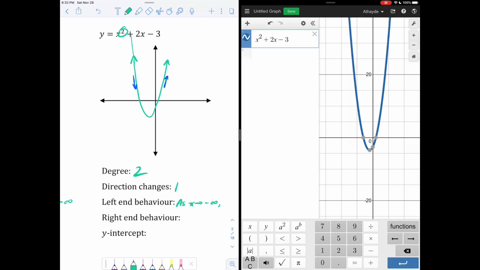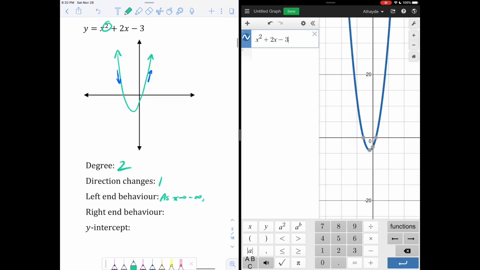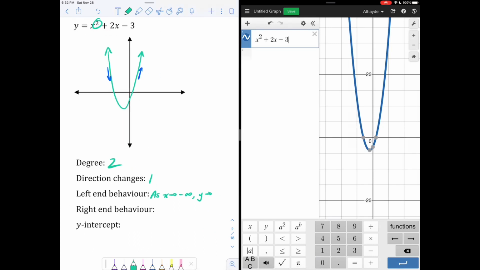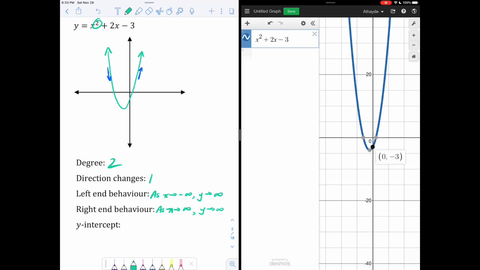What does y do? Well, y is going up, up, up, up, up. So y is approaching positive infinity. And on the right side, as we go further and further to the right, as x gets closer to infinity, what does y do? Well, y is going up, up, up again. So y is still approaching positive infinity. Interesting, it's positive infinity for both of those. What an interesting little coincidence. And the y-intercept of this looks like we're at -3.